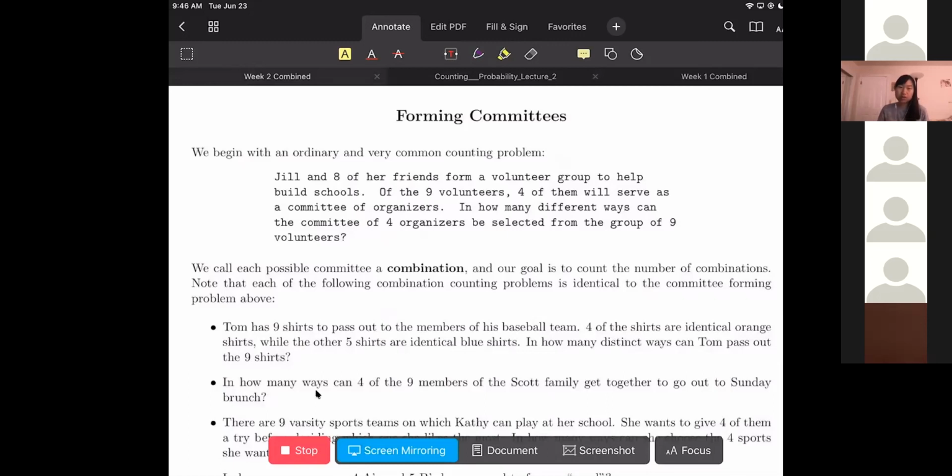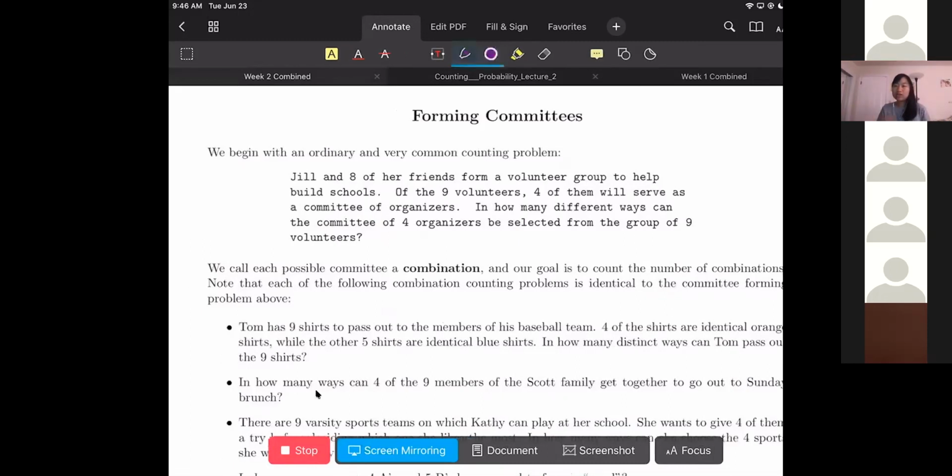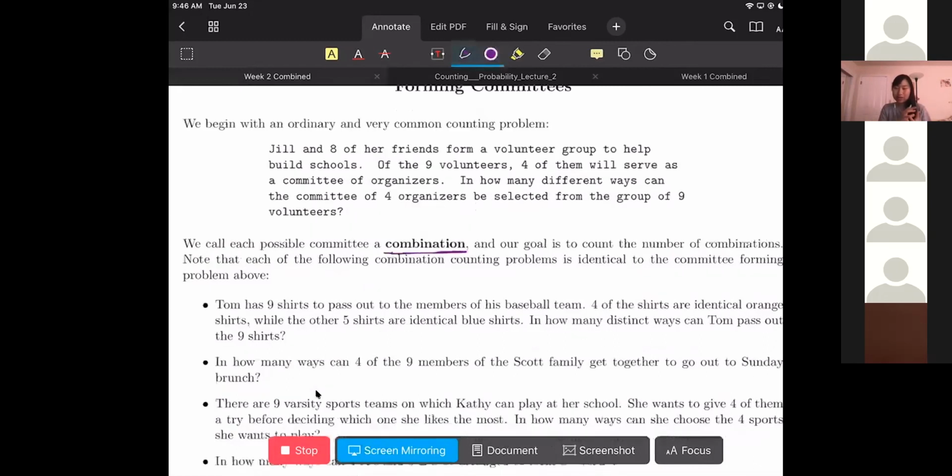And so one term you'll see a lot in counting is combination. We'll talk more about how combinations are different from permutations. But basically in a combination, order doesn't really matter. So for these 4 organizers, it doesn't matter the order in which I picked these 4 organizers. It just matters that I picked 4 organizers as a set.